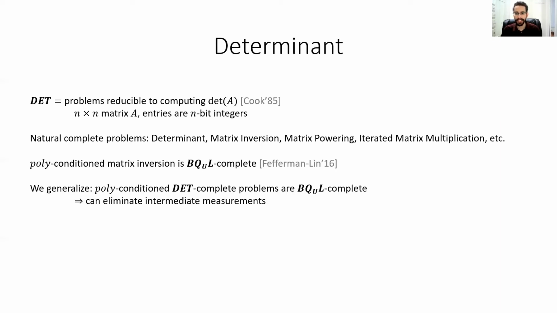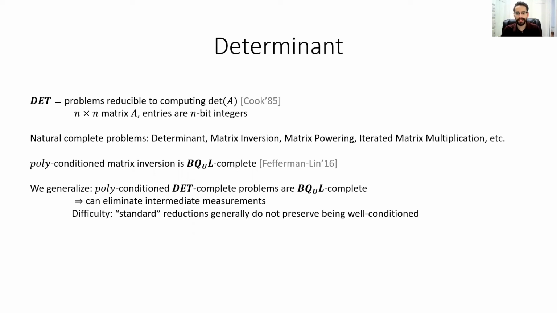We can then substantially generalize this and show that the polyconditioned versions of all of the standard DET complete problems are BQUL complete. In particular, this will imply our results about eliminating intermediate measurements, as we'll discuss in a moment. Now, we note that simple reductions between the various standard DET complete problems are well known. However, the standard reductions generally do not preserve the property of being well conditioned, and so they're not suitable for proving BQUL completeness. Instead, we will have to exhibit reductions which are somewhat more exotic.